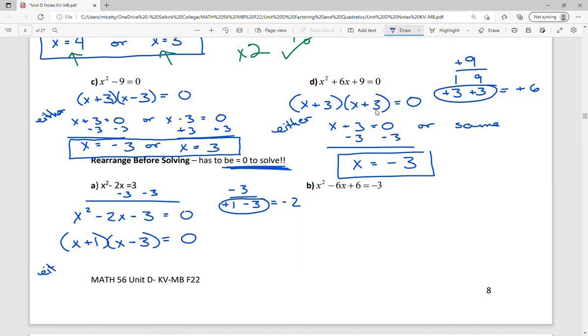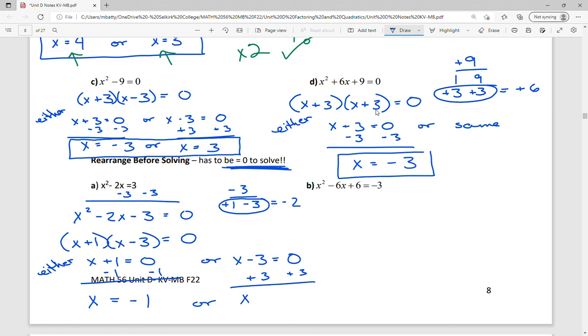So either x plus 1 equals 0 or x minus 3 equals 0. In solving these, I'd subtract 1 on both sides. I get that x equals -1, or you might be dropping, showing your work at this point. x equals 3.